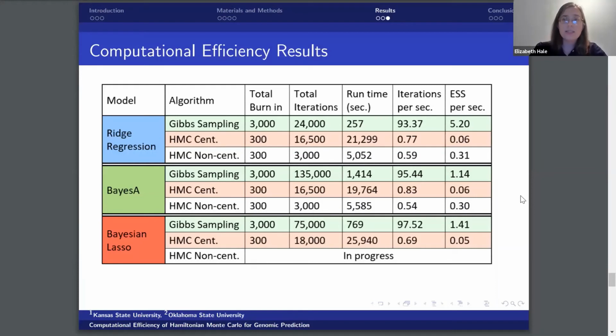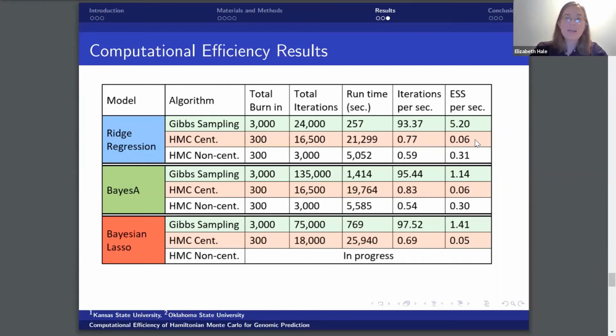We were really surprised to see that, contrary to what we had expected, the traditional MCMC with Gibbs sampling did substantially better than the HMC algorithm did in either case. For example, if you look at ridge regression, it's really quite a bit better. You're looking at 5.2 ESS per second for the traditional MCMC with Gibbs sampling, as opposed to 0.06 for the HMC centered.